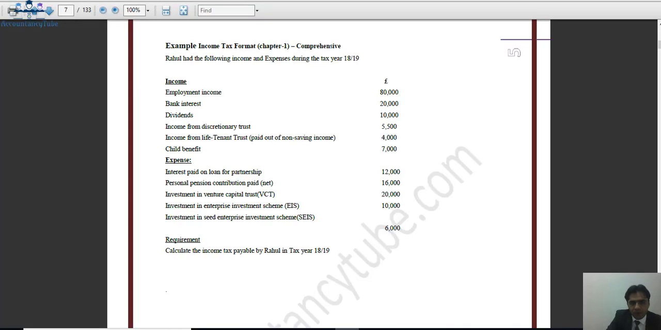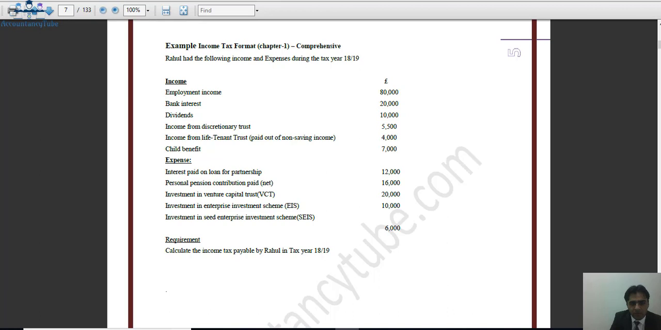And on page number 5, there is a comprehensive example. It says example of income tax format, chapter number 1, comprehensive. Rahul had the following income and expenses during the tax year 2018-19. So these are the income and expenses. First of all, let's look at the income.